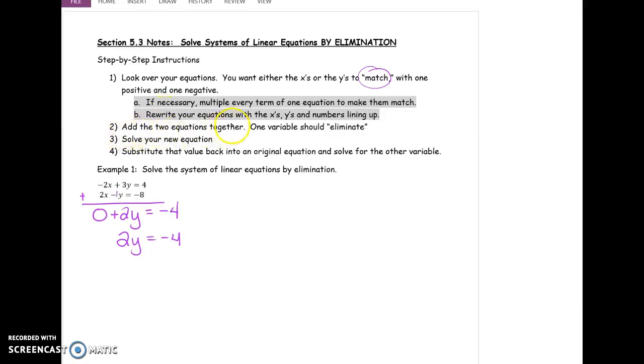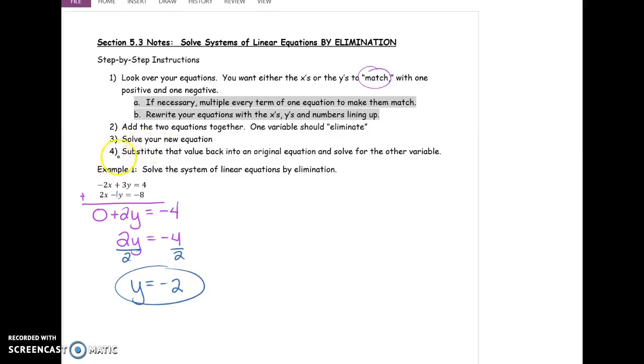The next part of step 2 says one variable should eliminate. This is what we mean by eliminate. Notice that because we had that match, the negative 2x and the positive 2x, when we added them together, it became 0. Once your equations have eliminated, step 3, solve your new equation. So now we just have 2y equals negative 4, only one variable. We can divide both sides by 2 to figure out that y equals negative 2.